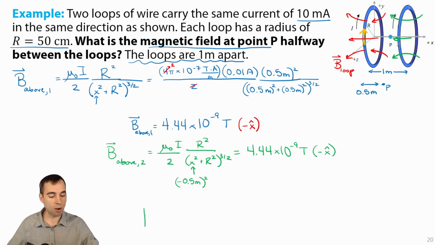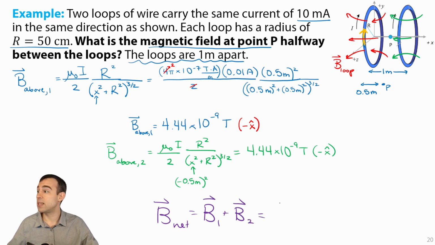And so to figure out the total of both of these added together, the net magnetic field would be B1 plus B2. And in this case, we would see that we end up getting a value of 8.88 times 10 to the minus 9 Tesla in total, all pointing in the negative x hat direction.